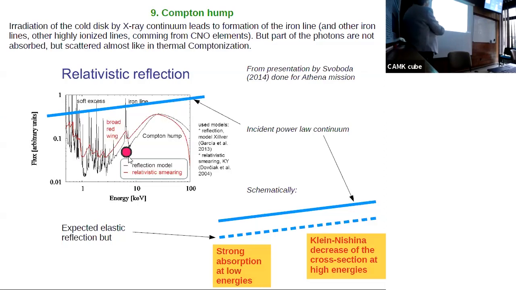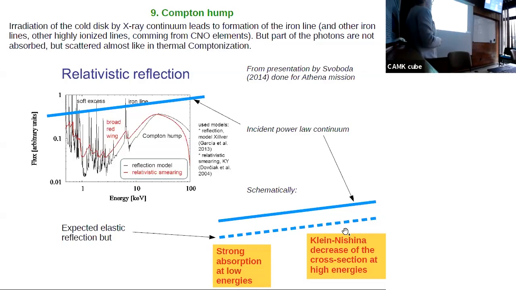Then, of course, I told you that the iron line will be formed. The iron line forms through absorption, but apart from absorption, a significant fraction of photons will just be scattered. So we can imagine schematically that this is the incident power law, and then you have the expected elastic scattering component. On the other hand, this scattered component indeed forms, but it does not form in such a way. Because if you look at lower energies, here you see a lot of emission lines. That also suggests that absorption is much stronger, so the probability of reflection here will be much lower. So actually, there will be less reflection than you expect from elastic scattering.